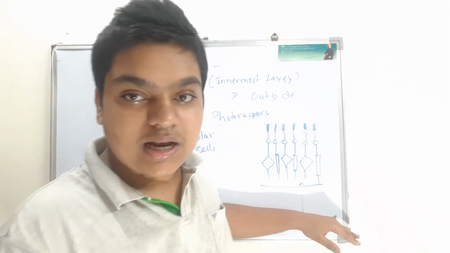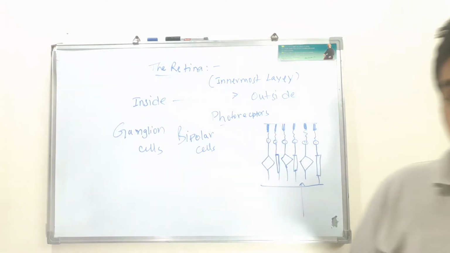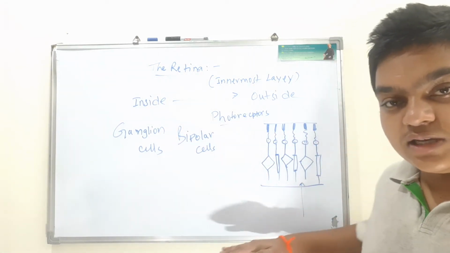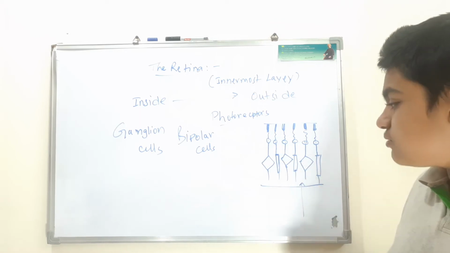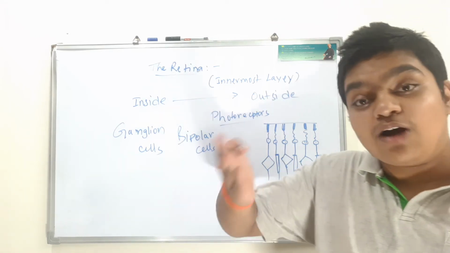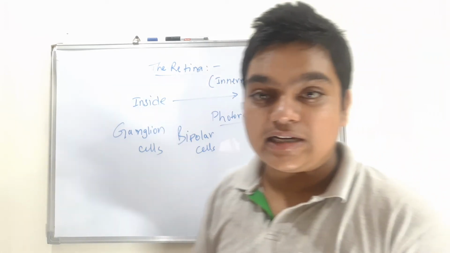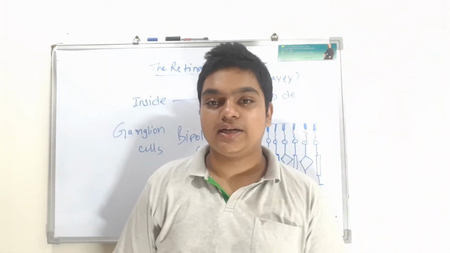So see this. Light is entering. I hope it is clearer now. If you understand, light is entering in this direction. That is why the photoreceptor cells are on the outside, in order to receive light.